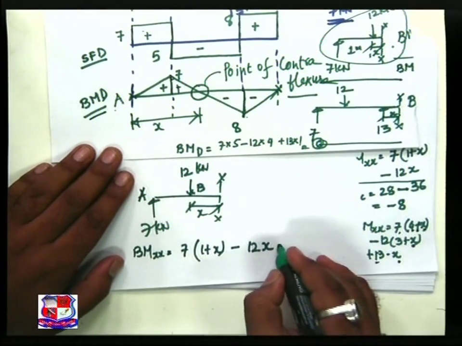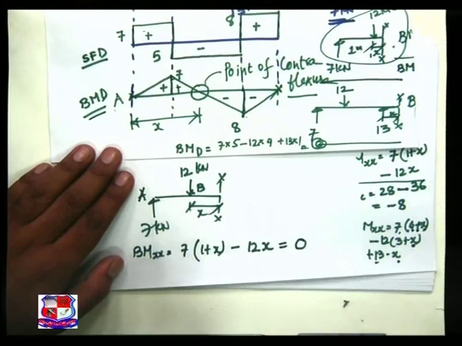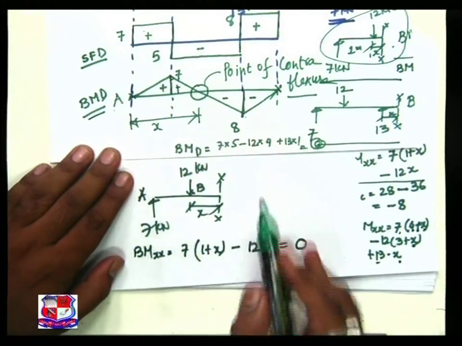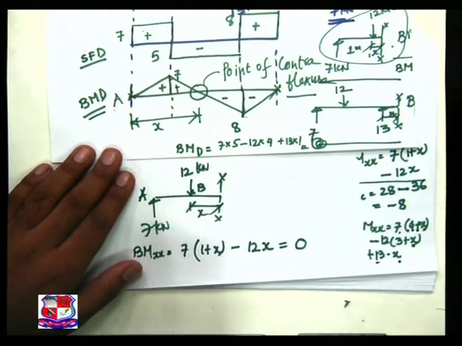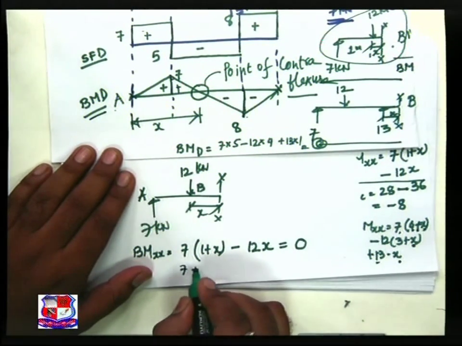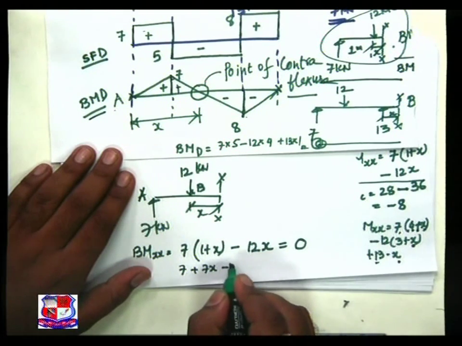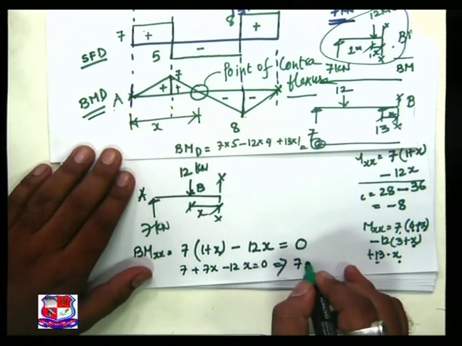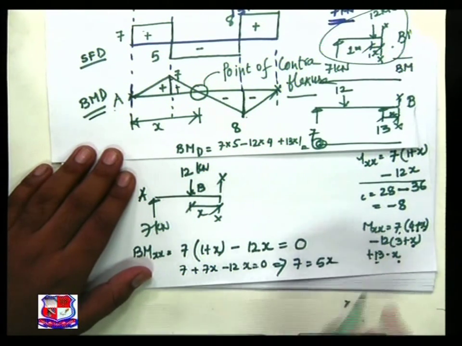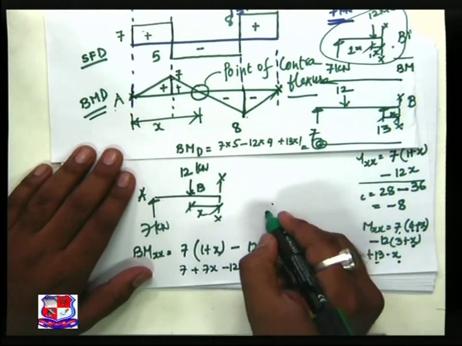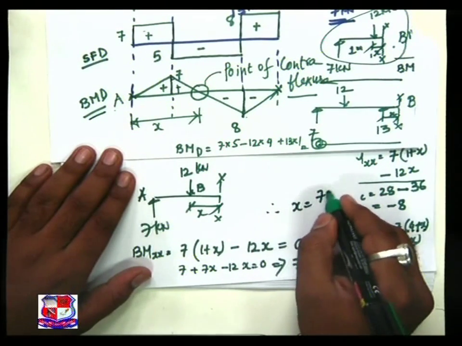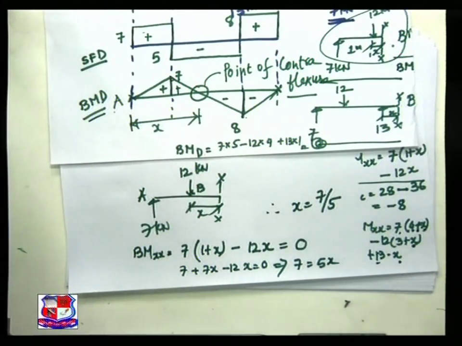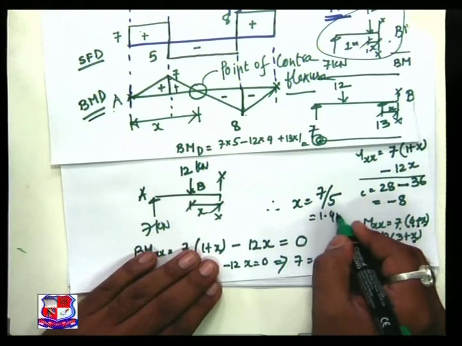Now this bending moment is equal to 0 because it is 0 over here. This is equated with 0. So if we simplify, 7 + 7x - 12x = 0, and we get 7 = 5x, and we got it, x = 7/5. What is 7/5? 1.4 meter.